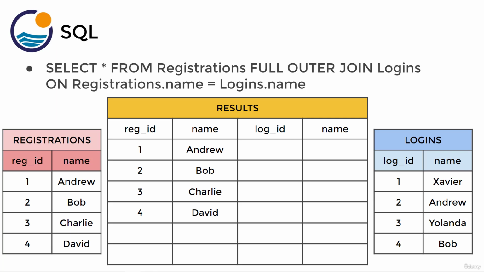Then we're doing a full outer join on logins, so we need to start filling in information for where we actually have a name match. We know we have a name match on Andrew and Bob, and then we fill it in with the corresponding login ID. In this case, it was number 2 and number 4.